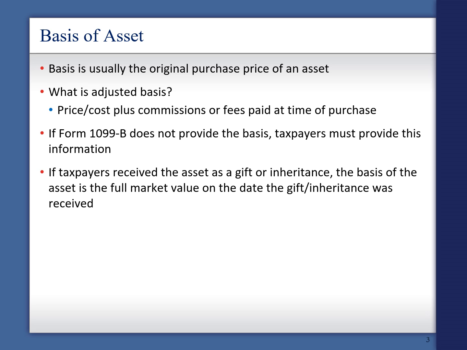In the case of an inherited asset, determining the basis is relatively easy. The basis of an inherited asset is the full market value of the asset on the date the inheritance was received. This applies to gifted assets as well. So while receiving a gift or inheritance is not a taxable event, the sale of that gifted or inherited asset is a taxable event, and we need the basis to determine the tax liability.